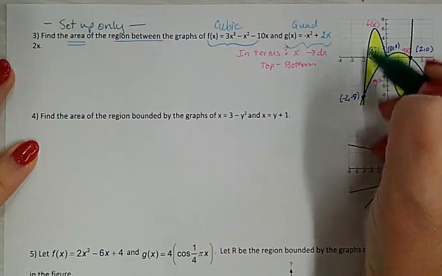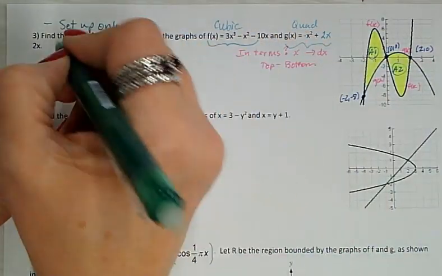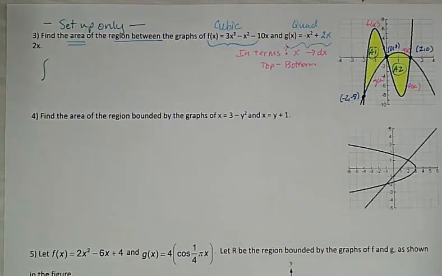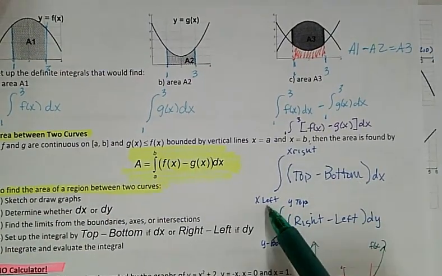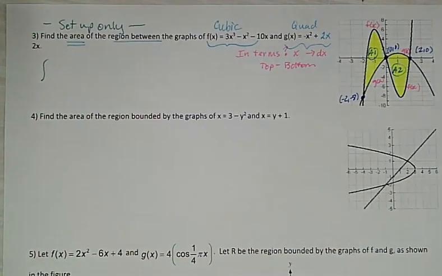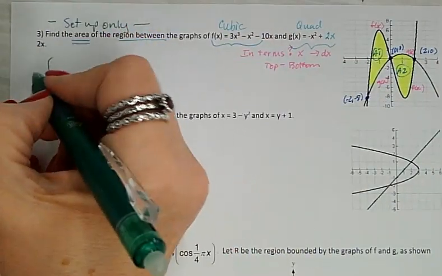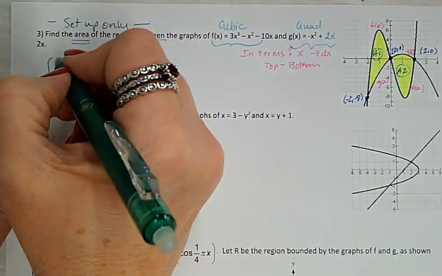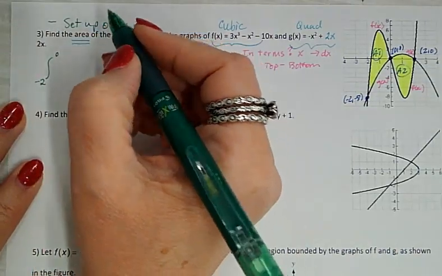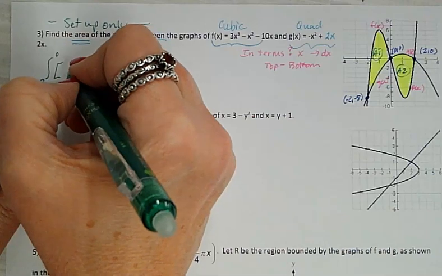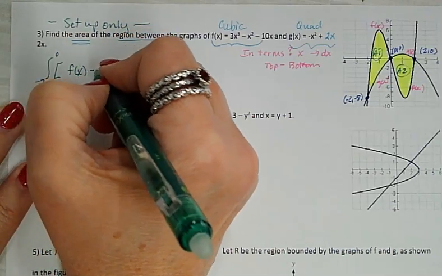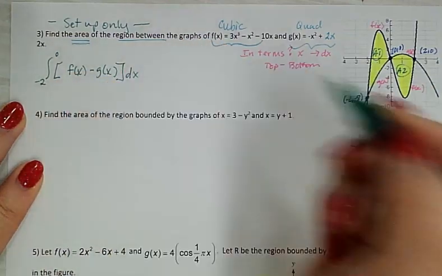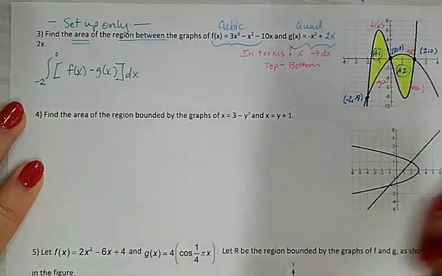Okay, so let's start with area 1 first. Remember our statement over here, if it's top minus bottom, so we're going to do x left, x right, top minus bottom. So x left is going to be -2 of just area 1, and x right is going to be 2, and then inside here we're going to have top minus bottom of that region, and then I have a dx. So that's just this part right here.